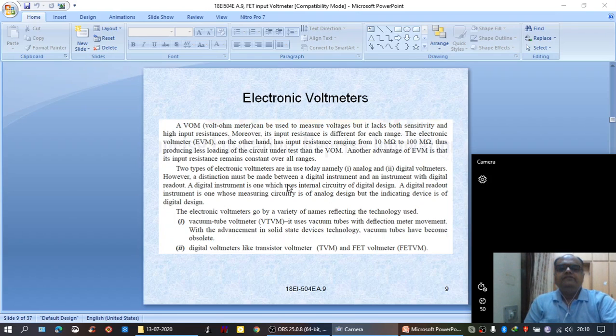A digital instrument is one which uses internal circuitry of digital design. Totally different. A digital readout instrument is one whose measuring circuitry is of analog design, but the indicating device is of digital design. The electronic voltmeters go by a variety of names reflecting the technology used, such as vacuum tube voltmeters, VTVMs, transistor voltmeters, TVMs, and FET voltmeters, FETVMs.